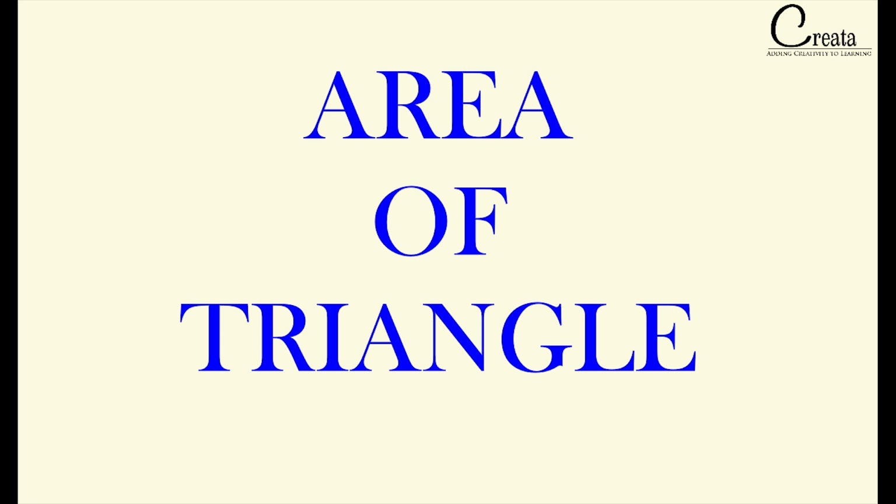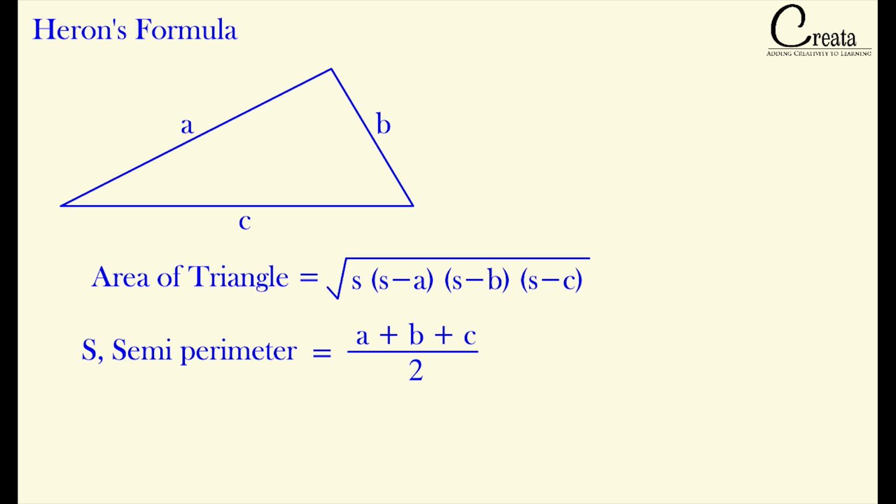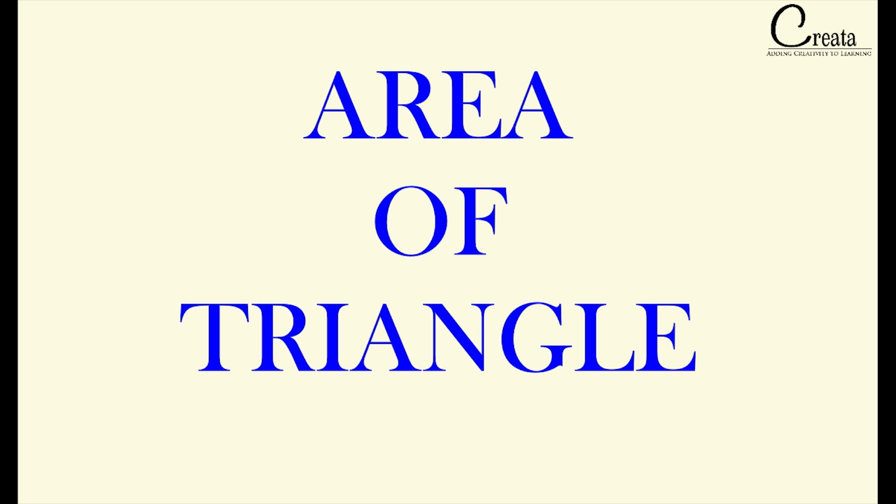In the previous lectures on the area of the triangle, we have covered various formulas of the area of the triangle, which includes area of the triangle is equal to half into base into height. And we have also covered Heron's formula. And we have also seen the formula of area of the triangle using the angle theta, that is by using trigonometry. So basically we have covered several formulas of the area of the triangle.